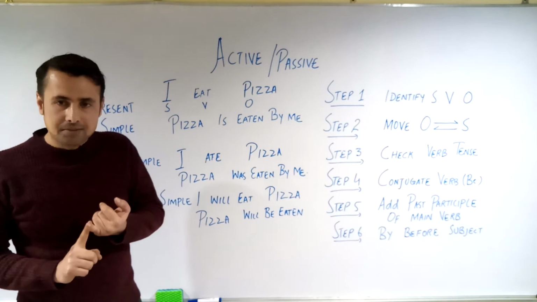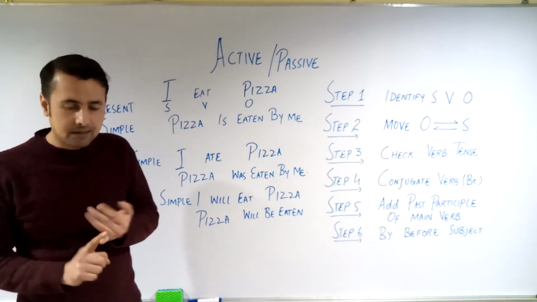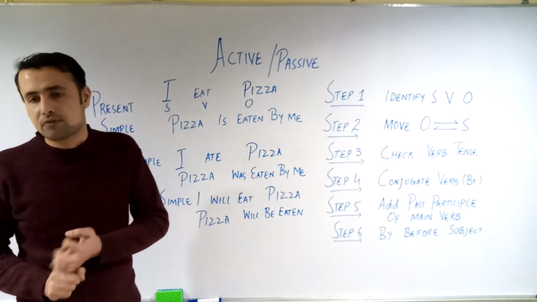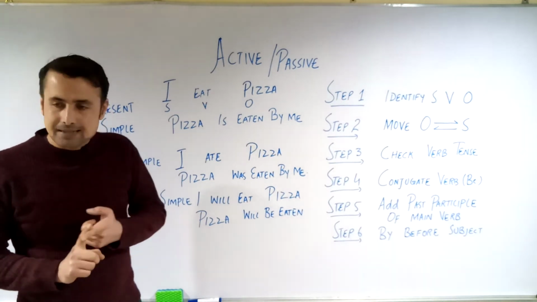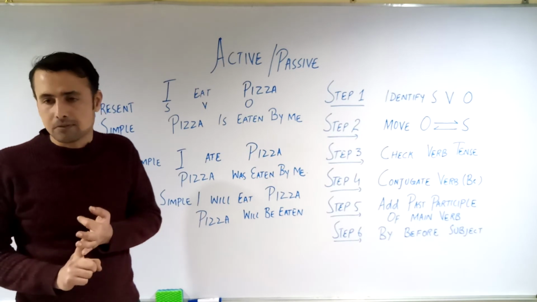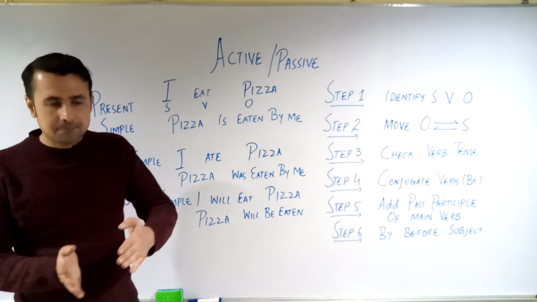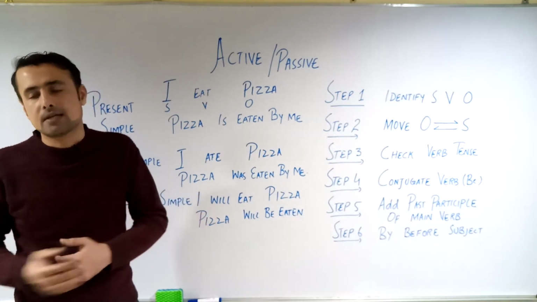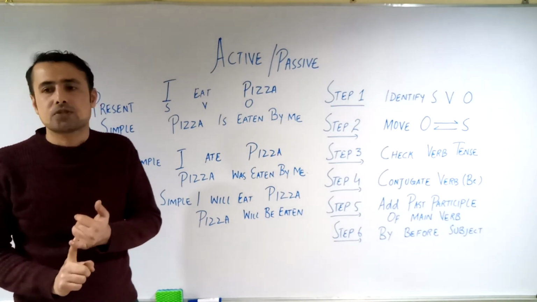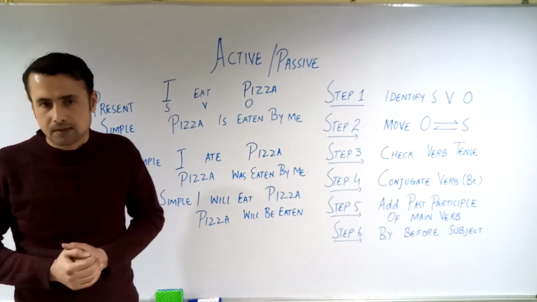we conjugate the be form. If it is present, we use the present form of be. If it is past, the past form of be. Whereas in future, the future form of be. In step 5, as I mentioned earlier, we always use the third form of the verb. In step 6, we use the preposition by before the subject. So all these 6 steps you need to know once you want to shift an active voice into passive voices.